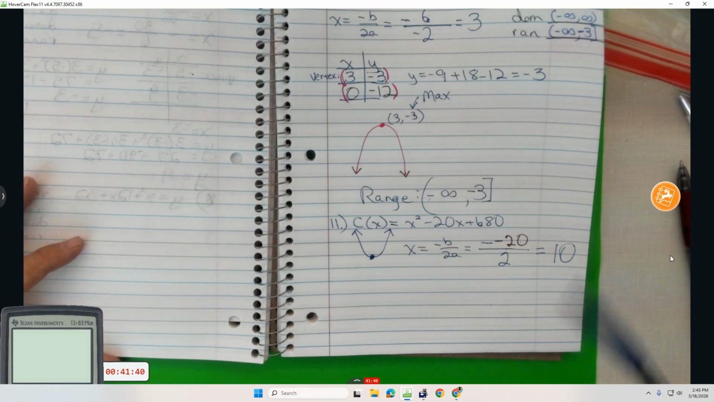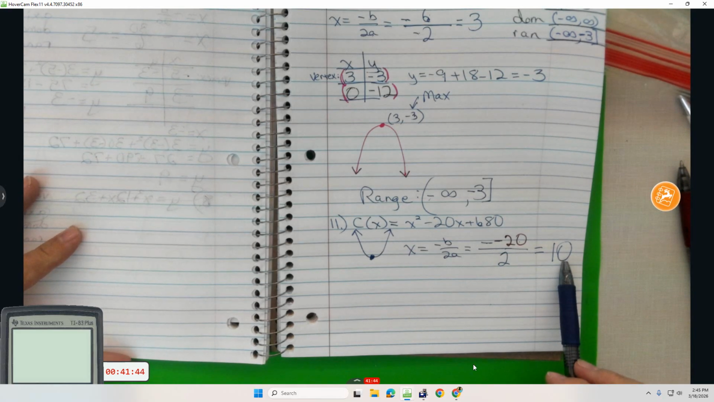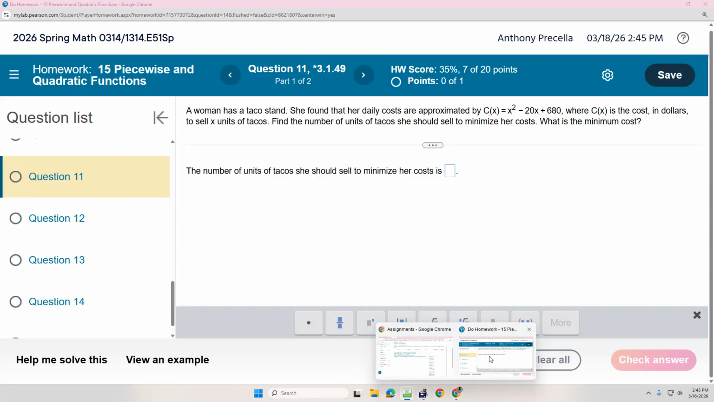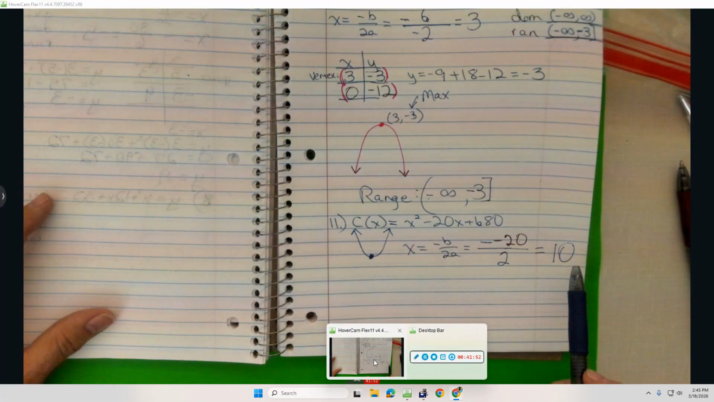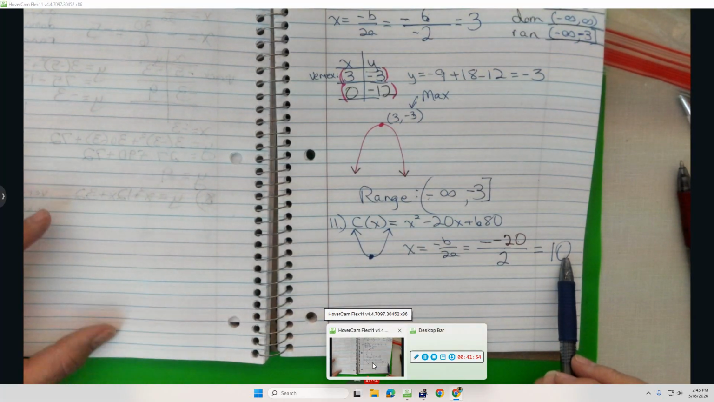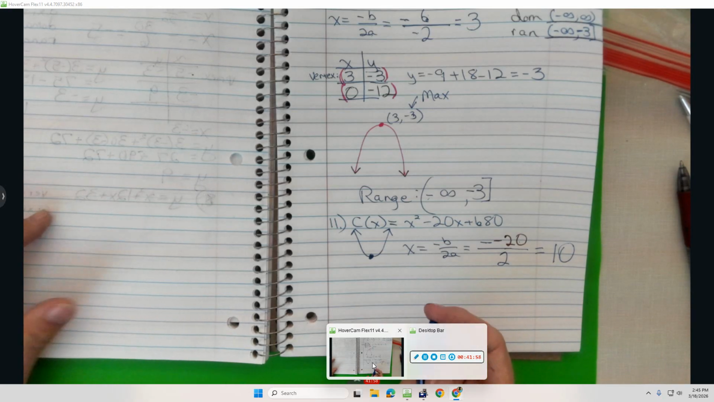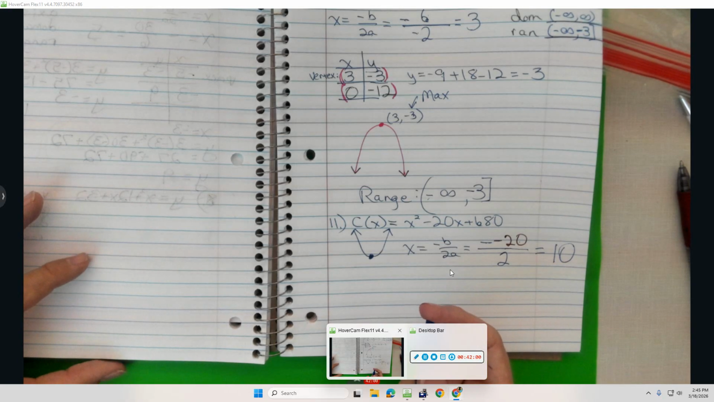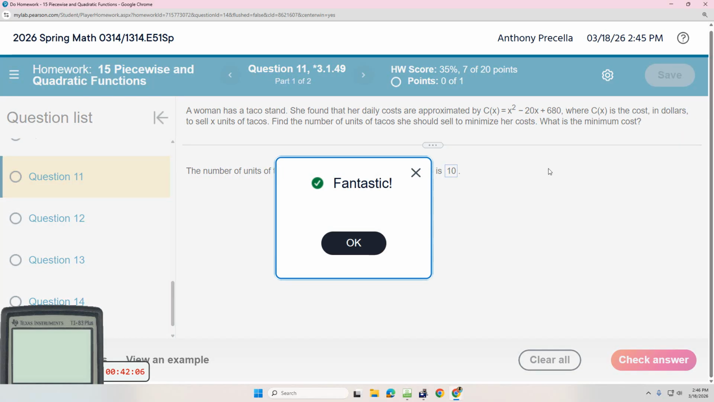Is that what we found? What was x representing? Was it representing dollars? No, the cost is in dollars. x is the number of tacos. So she should sell 10 units of tacos if she wants to minimize her daily costs. I suspect it's not just one taco. It's probably a dozen or something. So 10 dozen, but whatever a unit is.